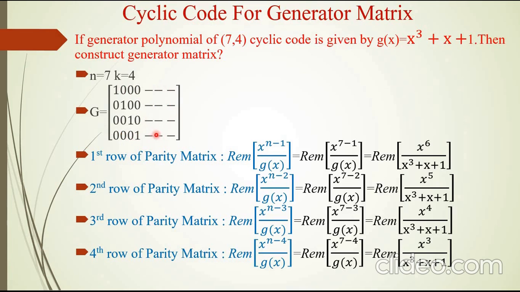So we need to identify the parity matrix. So these are the bits that we are going to identify by the previous explanation. So this is the generator matrix now. This is I, and now we identify the parity matrix.